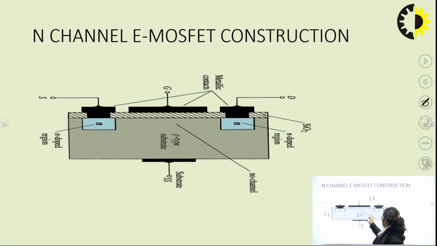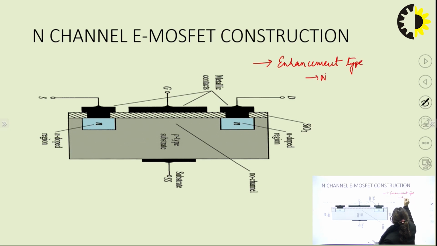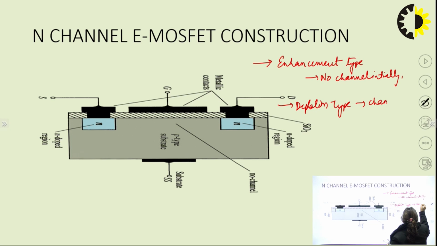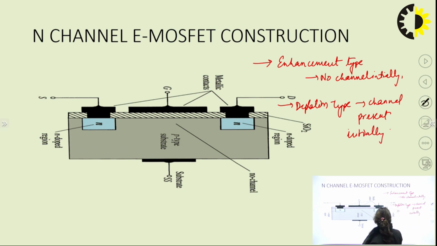There is no channel present between the source and the drain. We have to take care of this point: in the enhancement type of MOSFET, there is no channel initially. But when you are using the depletion type of MOSFET, there is a channel present initially. So in the enhancement type, there is no channel. That's why I have shown here that there is no channel between the source and the drain.